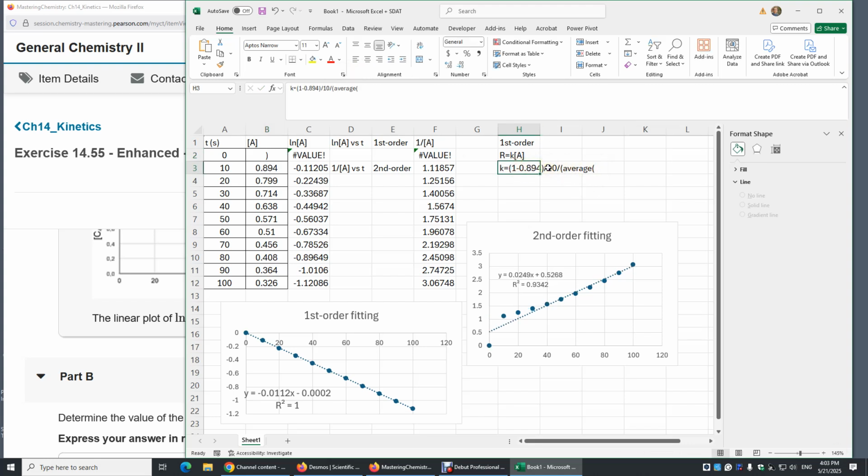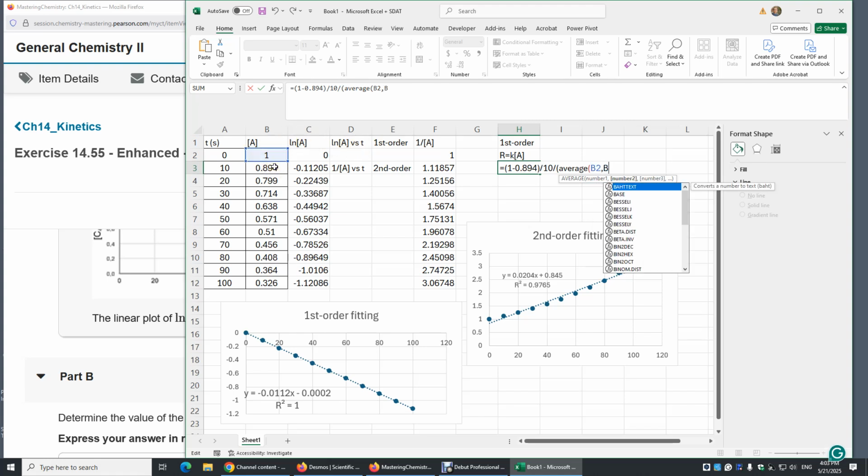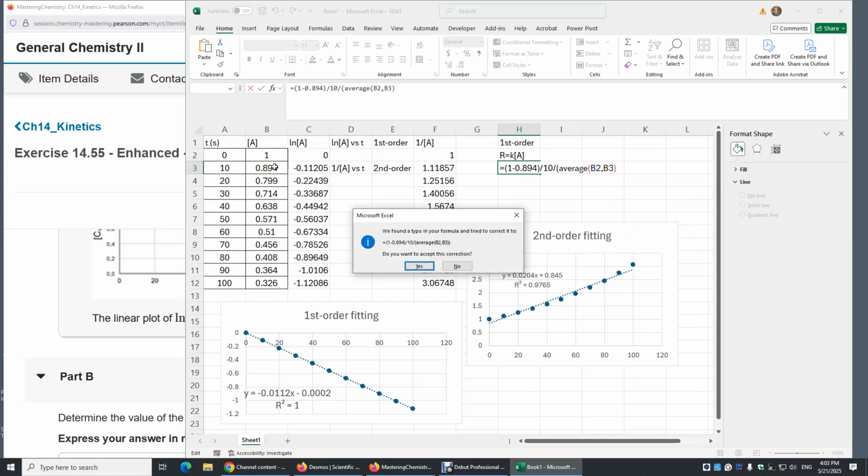Oh. Okay, somehow I clicked something that I should not click. Alright, oh, I see. I should not put K here. It's just this average. We have B2 and B3. Alright, that's it.